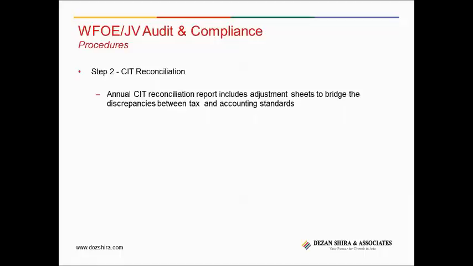In general, the annual CIT reconciliation report will include adjustment sheets to bridge the discrepancies between tax laws and accounting standards. Companies that conduct frequent related party transactions should also prepare an annual affiliated transaction report on transfer pricing issues as supplementary documents to the annual CIT reconciliation report. Companies in certain regions will also need to engage a certified tax agent firm in China to prepare another separate CIT audit report.